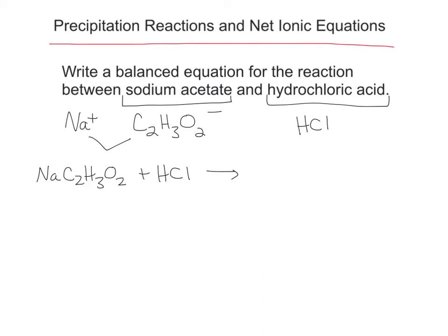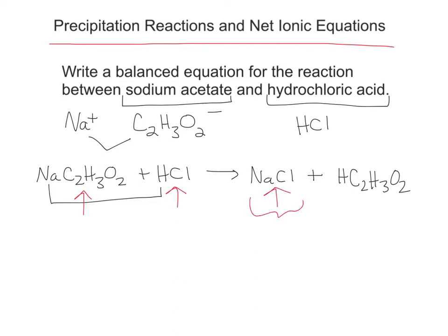And then I will do the normal pattern of switching the cations to find my products. I'll end up with sodium chloride and acetic acid. The next part of this is to figure out if I have any spectator ions. So first, I'll check my solubility chart. Sodium acetate is soluble, the strong acid, hydrochloric acid, is soluble, and so is sodium chloride.